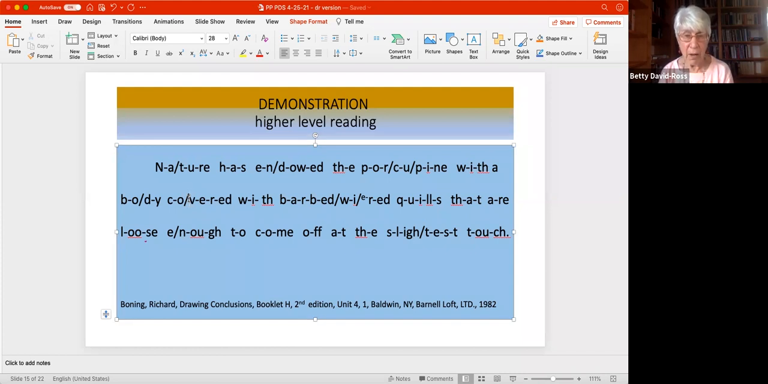Barbed. Yes, there's only one vowel sound in barb. Wire, wired. Then you have the quills. Look at the two L's together. They don't make a separate sound. All right, it's not considered a digraph, but the th in that is considered a digraph. Two letters that make one sound.